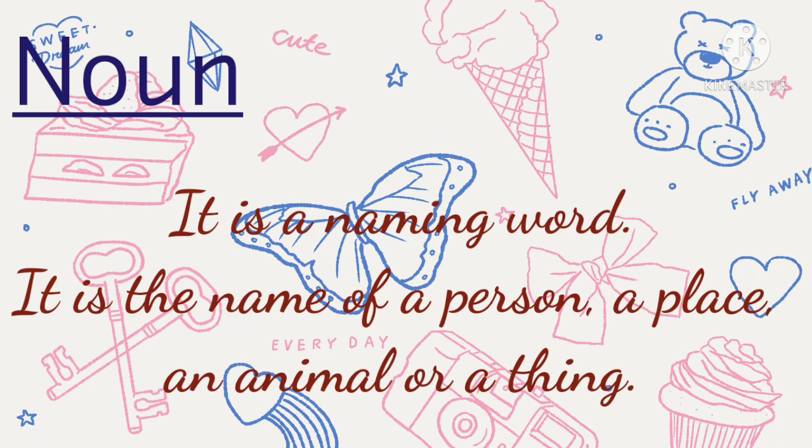thing. Now you can see a number of pictures in this slide. So you have a teddy bear, an ice cream, a pair of keys, a butterfly, a camera, a cupcake, and all these are what? These are nouns. Yes, these are either names of a person or a place or an animal or a thing.